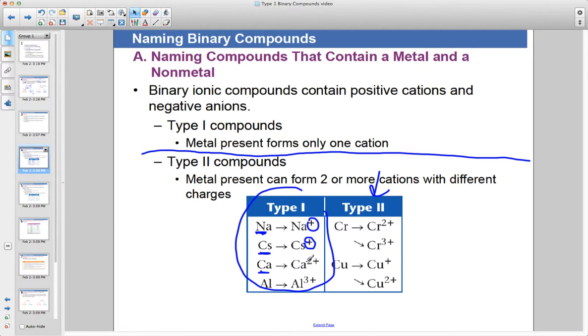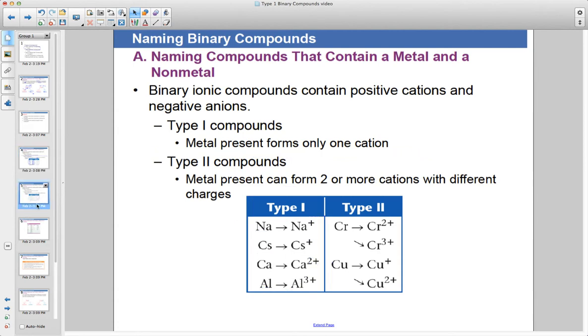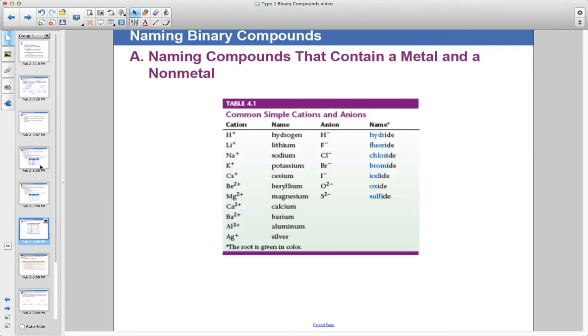Calcium is in group 2, so there is its oxidation number. And if you look at aluminum, it's in group 3, so there's its oxidation number. We need these oxidation numbers later on whenever we are naming these, so you have to keep these in mind. Okay, let's go here to our next slide. This is just, once again, a couple common metals and nonmetals that you're going to see.